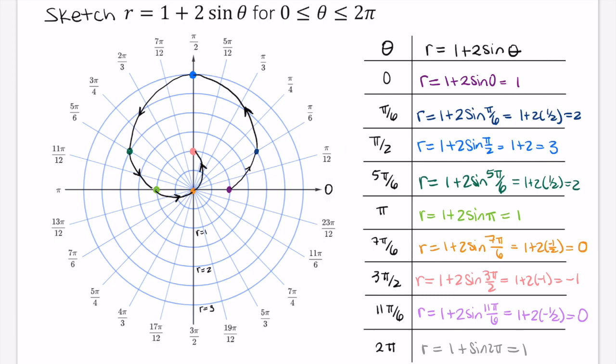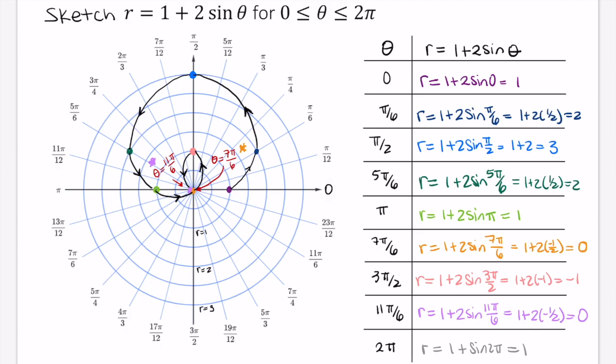Okay, so when the angle has a terminal side ending on 11 pi over 6, the radius is 0, so we want another point at the origin. We're coming right back down here to the origin. So let me put a purple circle here. And to make it clear, this is theta equals 11 pi over 6 right here. And in orange, we have theta equals 7 pi over 6 right here.